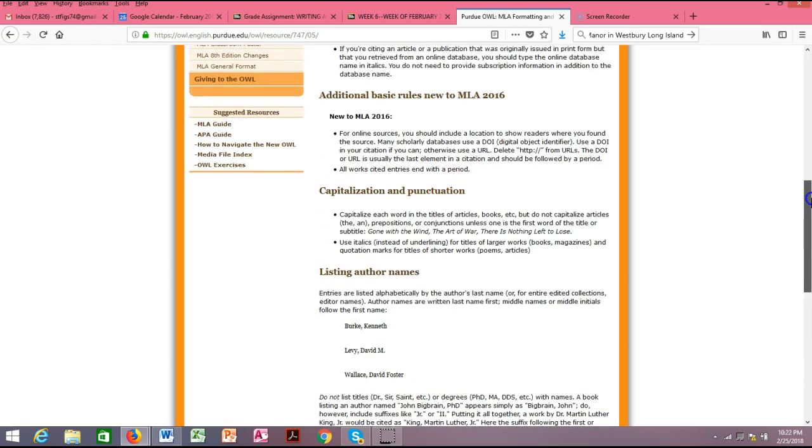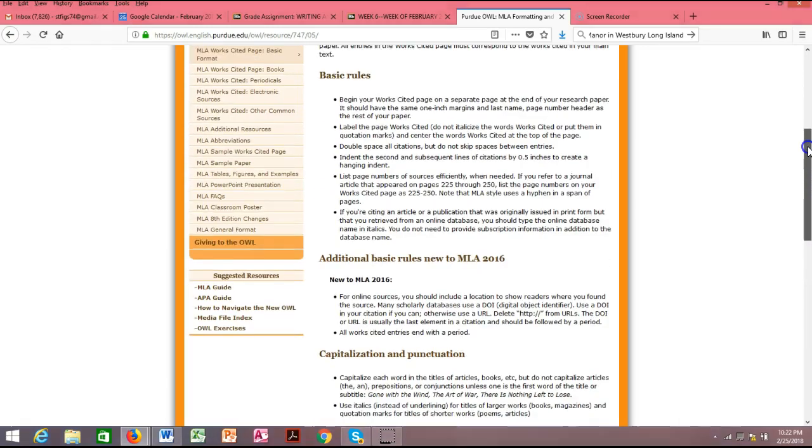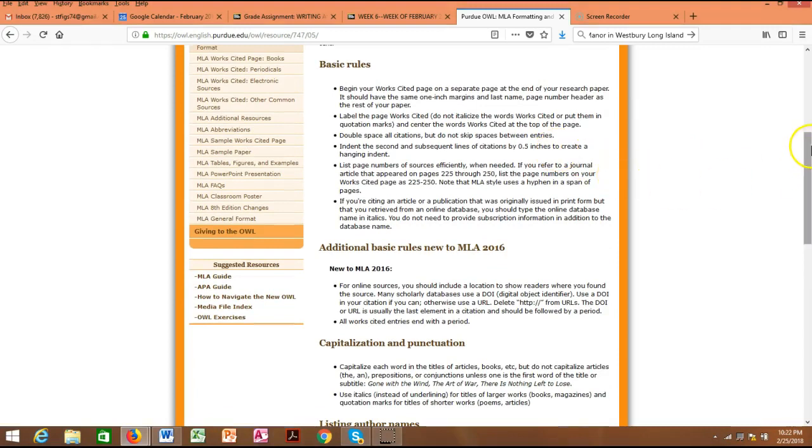Well, it's supposed to be here anyway. It tells you all of the instructions, the basic rules. All right.